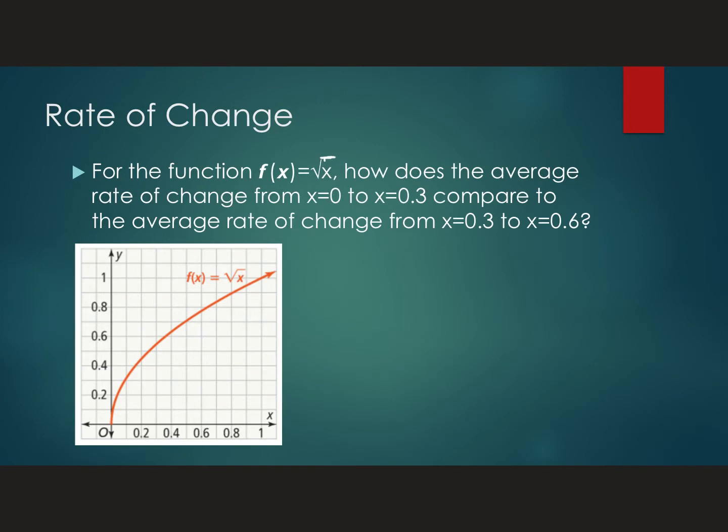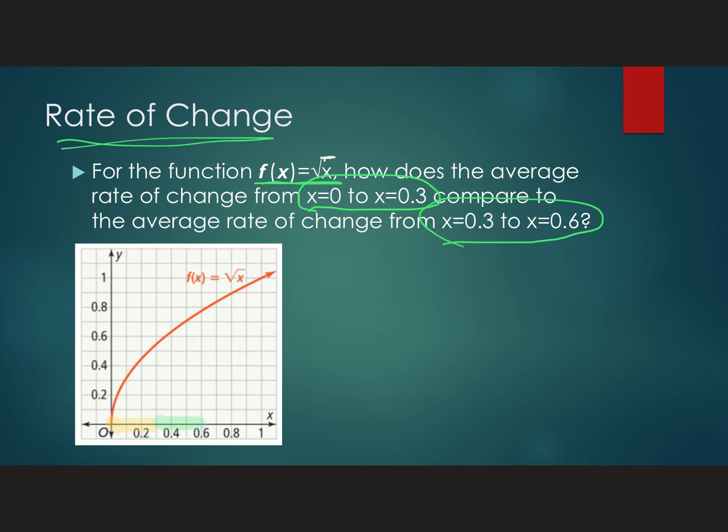So let's talk about how we look at the rate of change. For this function, f of x equals the square root of x, how does the average rate of change from 0 to 0.3 compare to the average rate of change from 0.3 to 0.6? So in this case, we're looking at two separate sections. The first section is from 0 to 0.3. The second section is from 0.3 to 0.6.